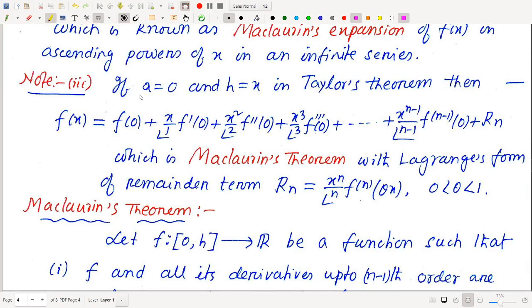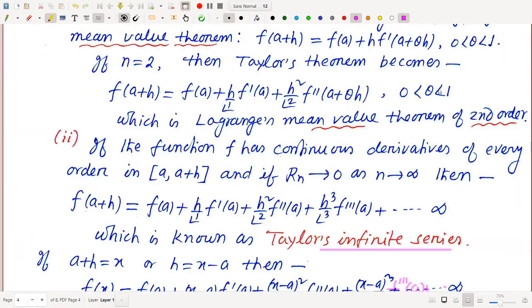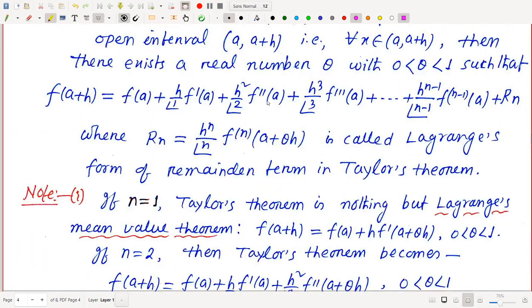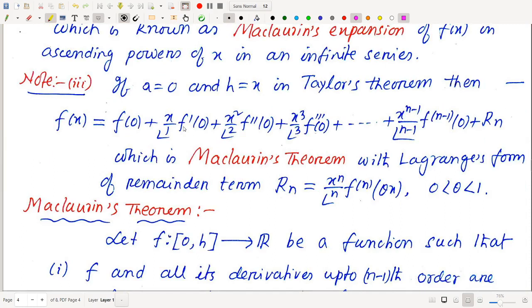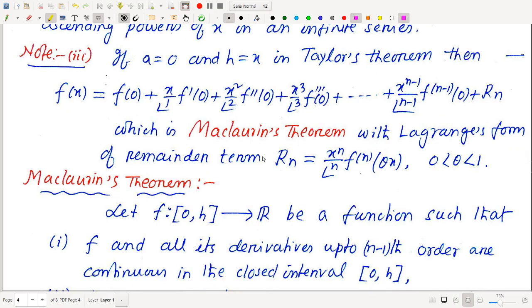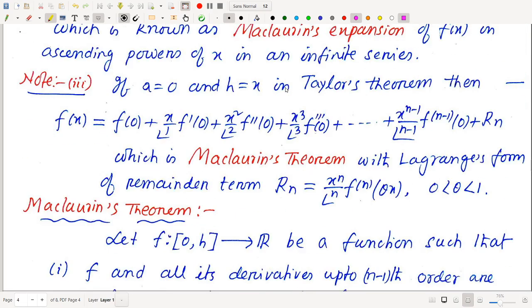It is note 3: if a equals 0 and h equals x in Taylor's theorem, then what do you get? Then f(x) = f(0) + x/1! f'(0) + x²/2! f''(0) + x³/3! f'''(0) + ... + x^(n-1)/(n-1)! f^(n-1)(0) + Rn. This is known as Maclaurin's theorem with Lagrange's form of remainder term Rn. What is Rn? Rn = x^n/n! f^(n)(θx). It was a + θh, a is 0 and h is x, and θ is between 0 and 1. So this is Maclaurin's theorem.